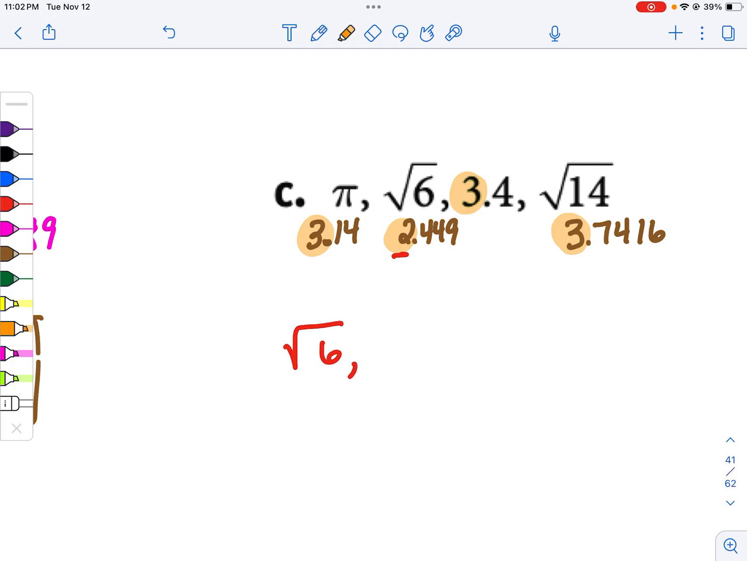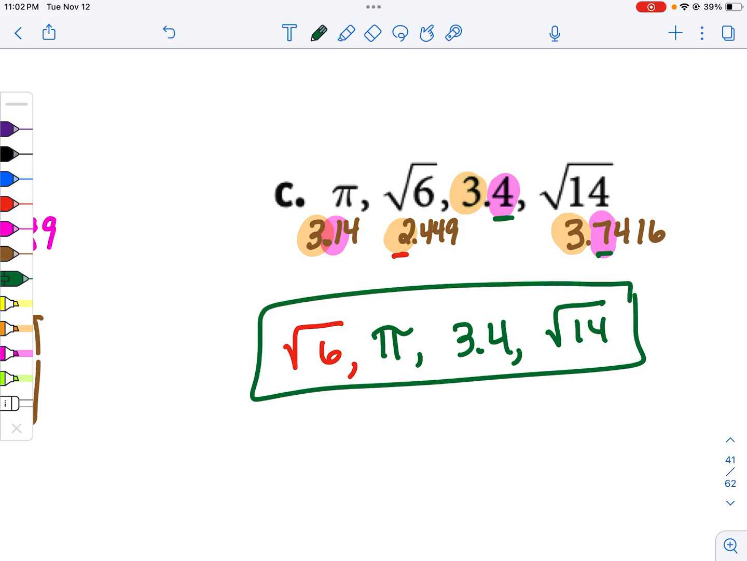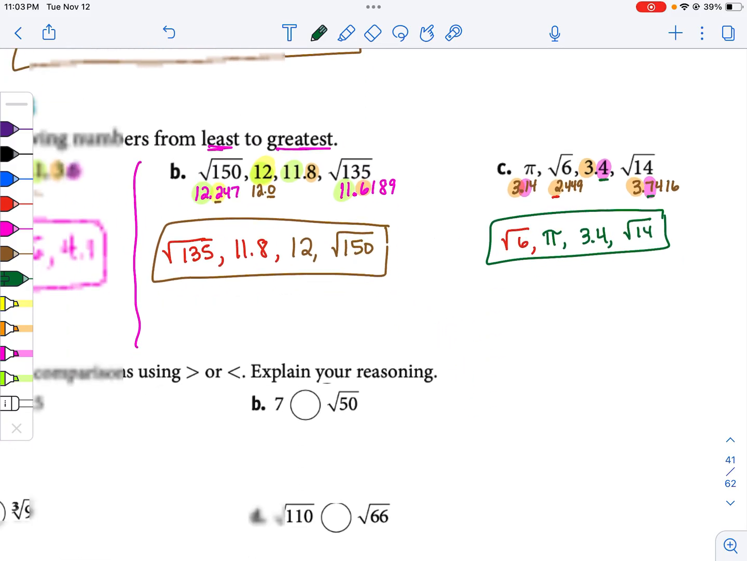Now when I look at the 3s, I've got to go to the next number. I've got a 3.1, a 3.4, and a 3.7. So 3.1 is the next smallest, so that's got to be pi. And then I've got a 4 and a 7, so 3.4 is next smallest. And then the biggest number is square root of 14. So I just put those numbers in order from smallest to largest, or least to greatest.